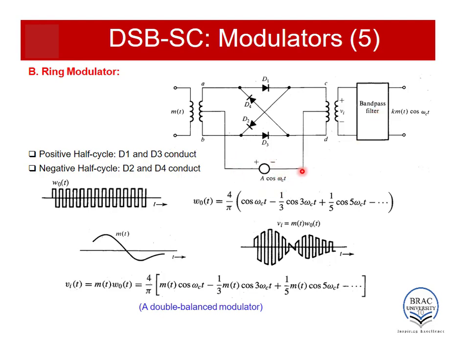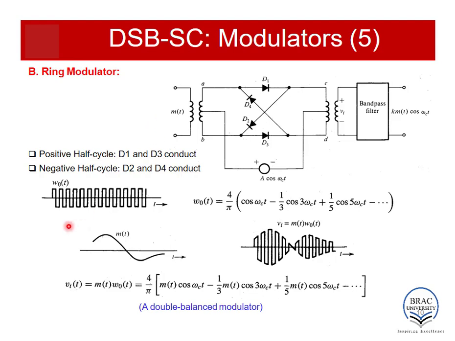But when this carrier reverses its polarity, then this side is minus and this side is plus. That means D1 and D3 get reverse biased and D2 and D4 are forward biased. In that case, the message will be transmitted in this fashion. The signal from this point will be transmitted in this path, and the signal from this point will be transmitted in this path. So essentially, the VIT, or the input to the bandpass filter, will be the reverse of the message. That essentially means the message is multiplied by -1.